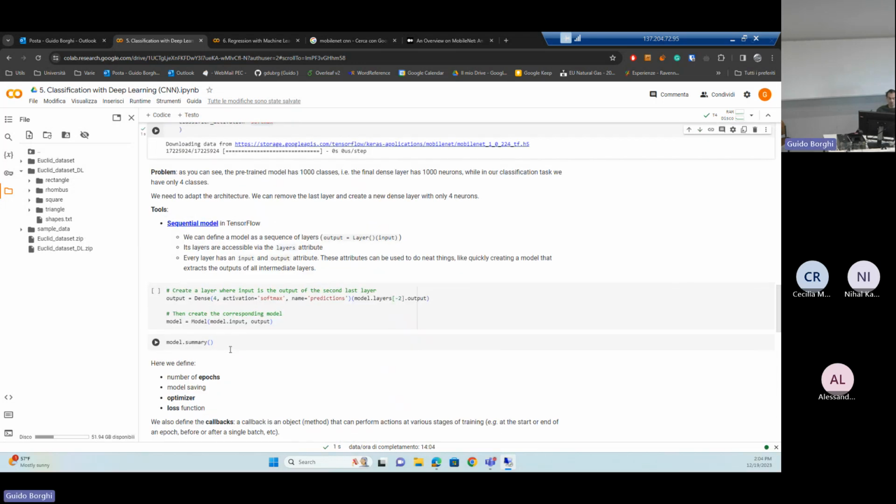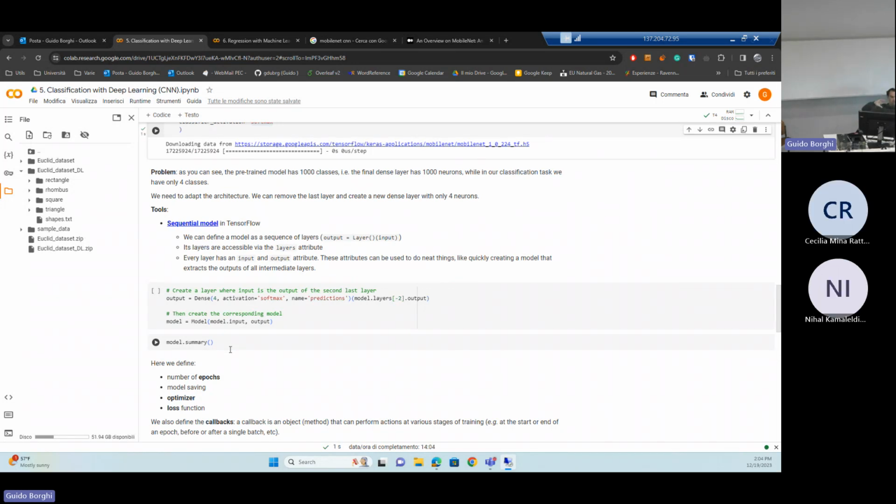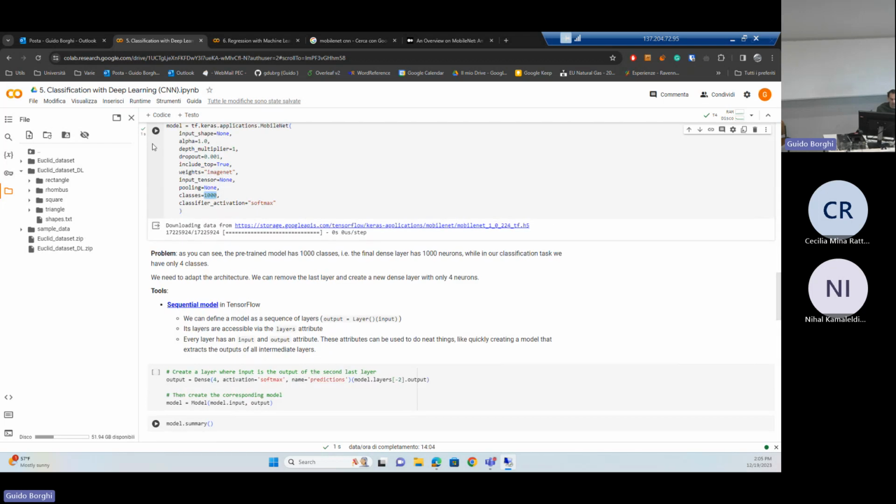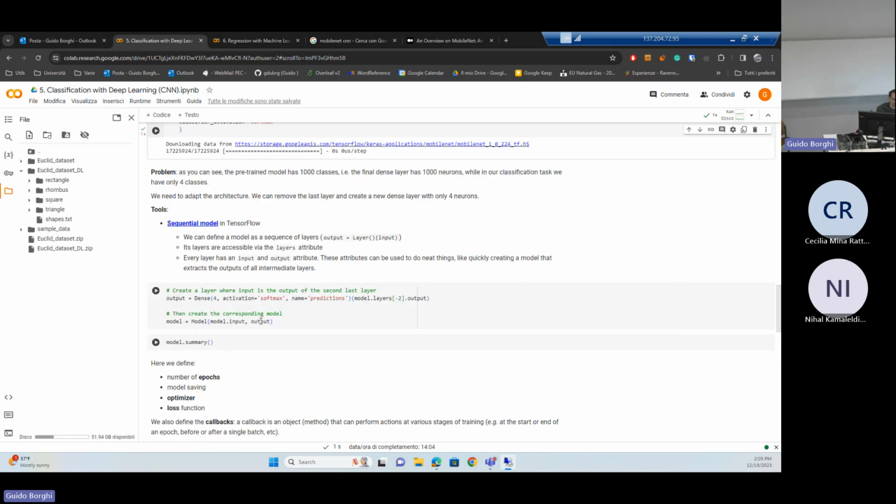Now it's time to define our model. So we want to change the last fully connected layer. Remember that in this case we have 1,000 classes, and then in the last fully connected layer we have 1,000 different neurons. In our case, we want the last fully connected layer to contain only 4 neurons. That's why we have to change the shape of our model.